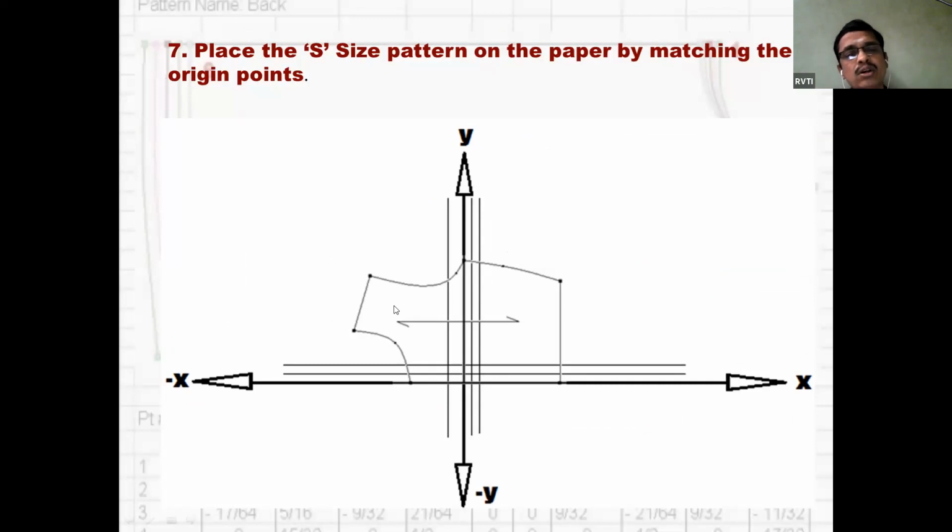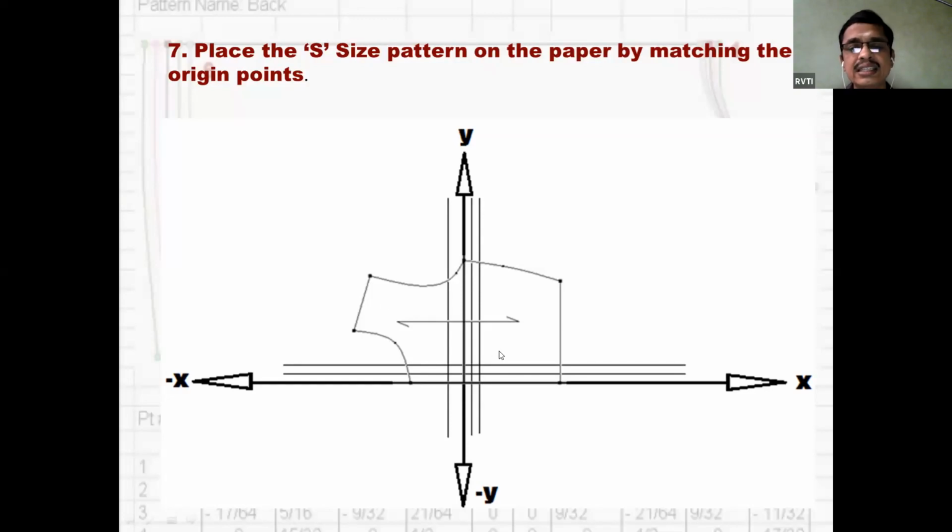Again I have to come to origin. Again I'm applying the 0.3 increment and moving further. Then I am marking the starting and ending point of the shoulder line and the starting point of the armhole line. Then again I come to the origin point and apply the 0.4 increment. For that I have to move and mark the end of the armhole and the start of the side seam. Like that I apply increments for all.